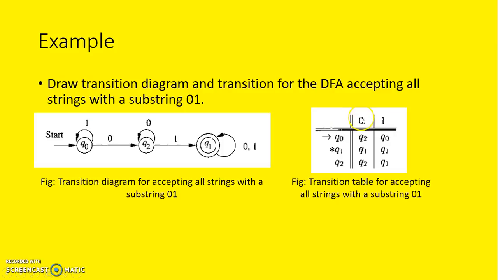where Q0 on 0 goes to Q2. Q0 on 1 stays in Q0. Q1 on 0 is Q1. Q1 on 1 is Q1. Q2 on 0 is Q2, Q2 on 1 is Q1.